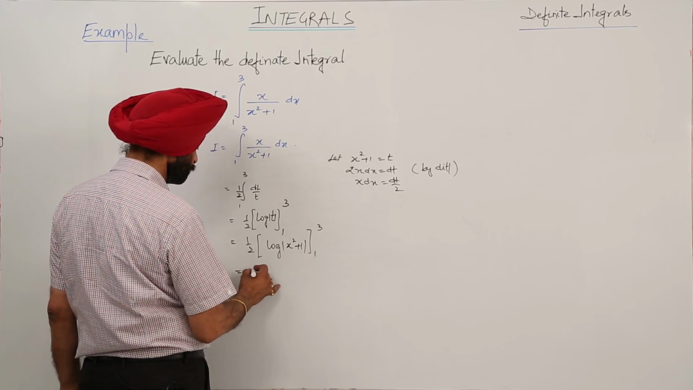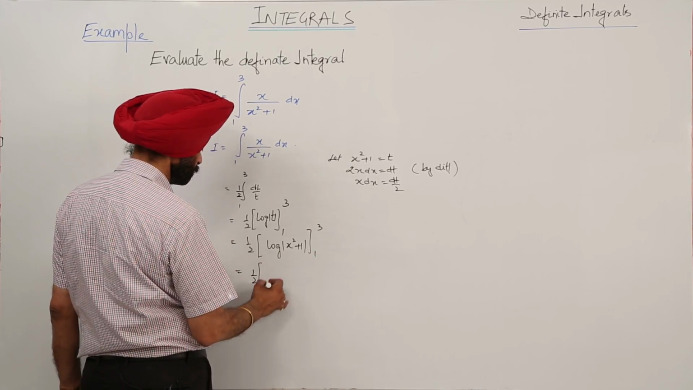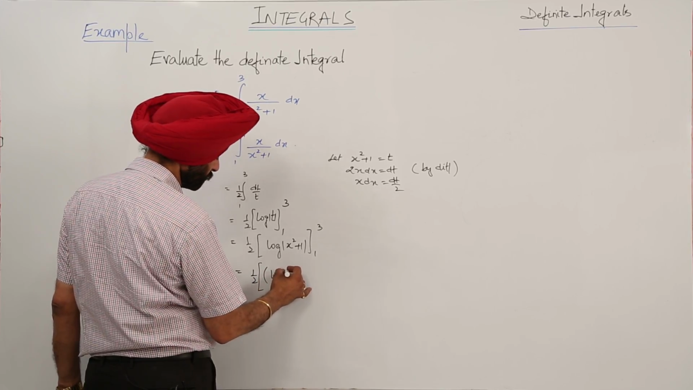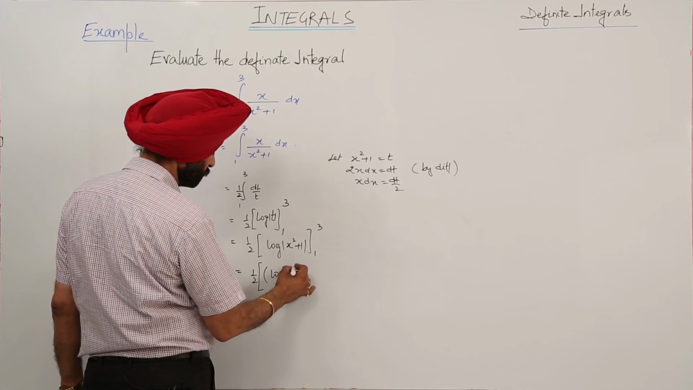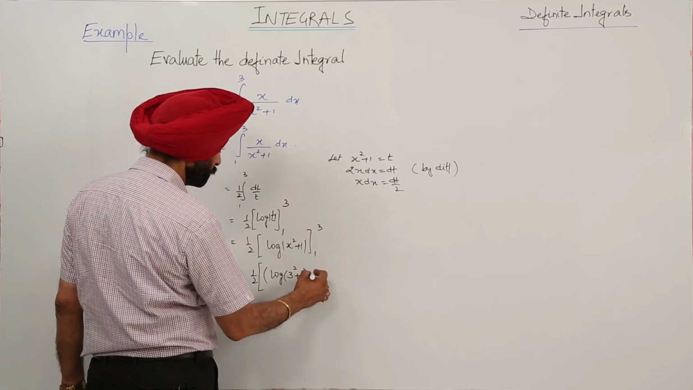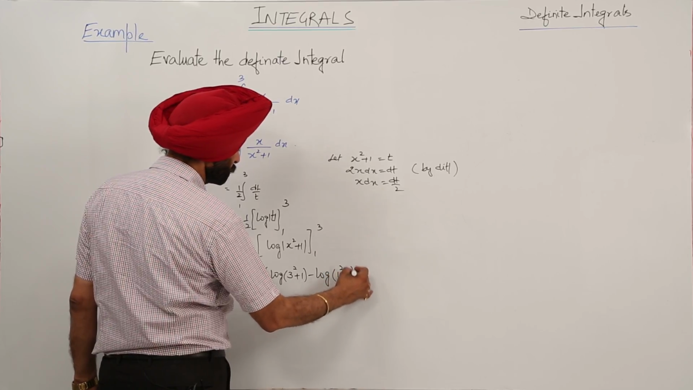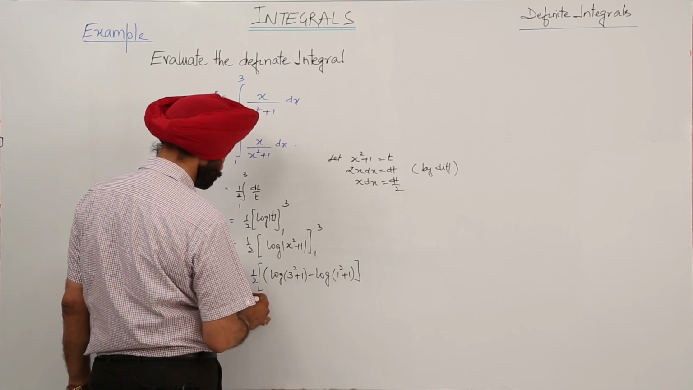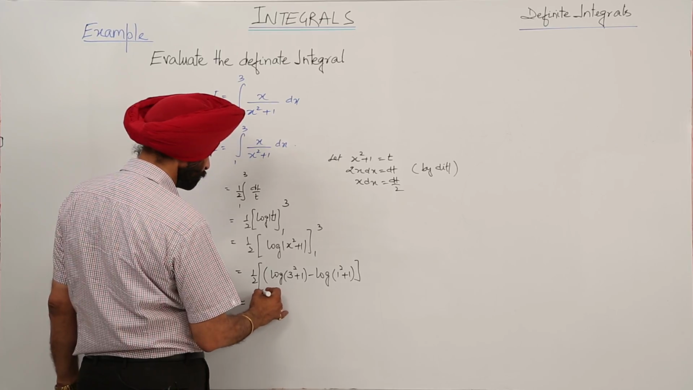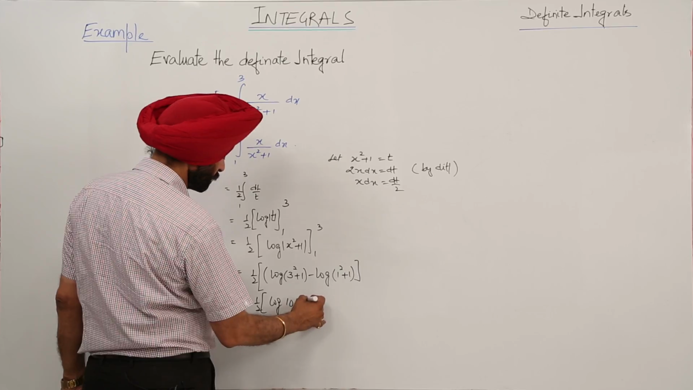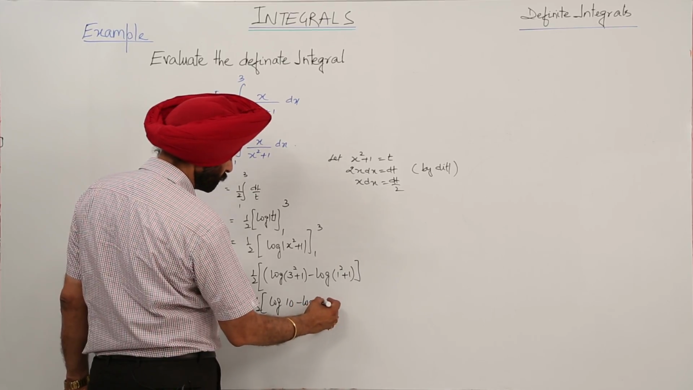Now applying the limits, log 3 square plus 1 minus log 1 square plus 1, all times 1 upon 2. That is 1 upon 2 log 10 minus log 2.